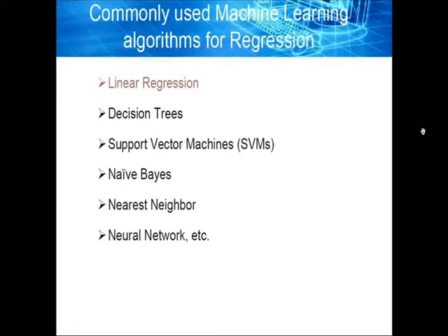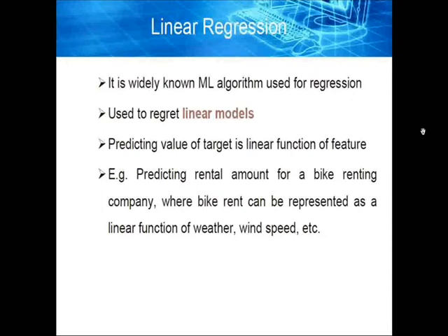So we are going to understand the concept of the linear regression model. It is a widely known machine learning algorithm used for regression. It is used to regress linear models because, as the name indicates, it is linear. So we want to consider only linear models. Linear models mean that the output and input are in the same proportion or in opposite proportion, but we get the change in linear form.